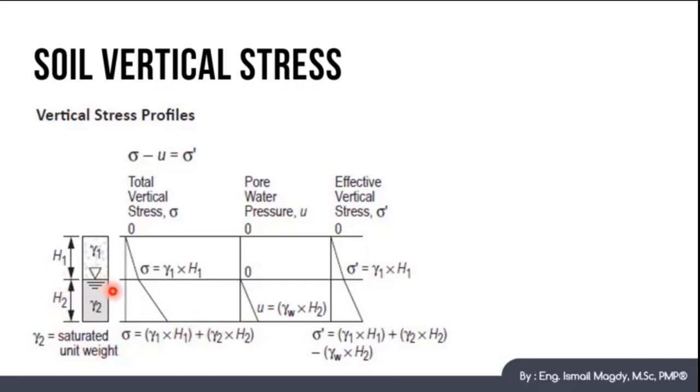However, we can see here this symbol, and this symbol, it means that the water table is at this level, so this part of the soil is submerged underwater. So what is the water effect?